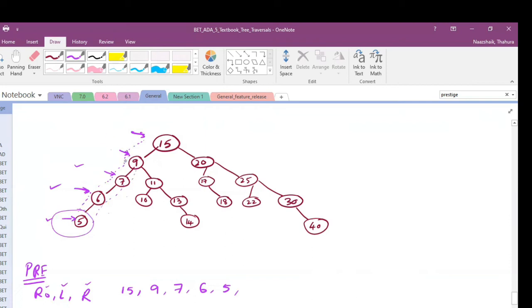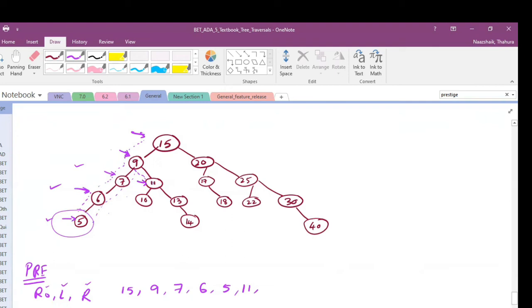You finish the root. You finish the complete left. Now you are coming to the right. Right now, again, this is recursive, so it will hit a tree. So it will apply the rule again. The root, did we visit? What did I say? 15, 9, 7, 6, 5. So we came back. Now we are here.